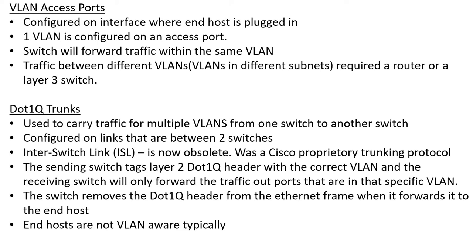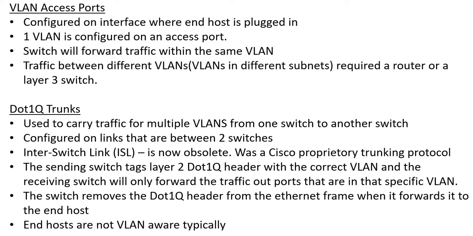When we are configuring VLANs on the switch, we have access ports. Access ports are configured on the interface where the end host is plugged in. One VLAN is configured on an access port. The switch will forward the traffic within the same VLAN, and traffic between different VLANs is going to require a router or a layer 3 switch, like we discussed earlier. If a switch is sending traffic to an end host, that's where we use the access port.